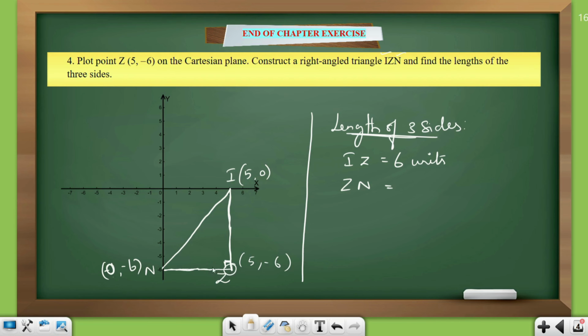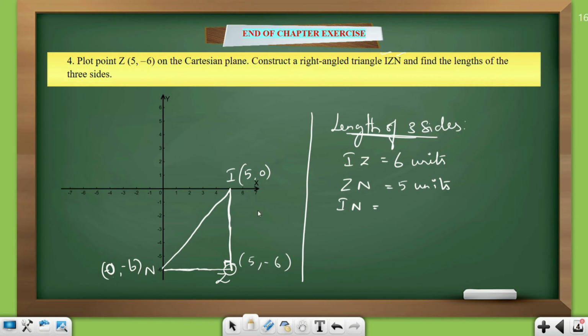So in the same way we are going to measure this length where it starts from 0 and it ends up with 5 here. So this length has to be 5 units. So the length of ZN is 5 units and IZ is 6 units. Now the only thing is how we are supposed to find this length, that is the hypotenuse of the right angle triangle, that is IN.